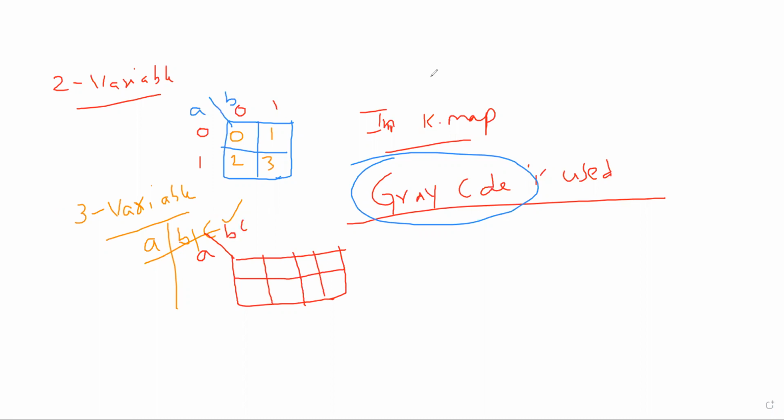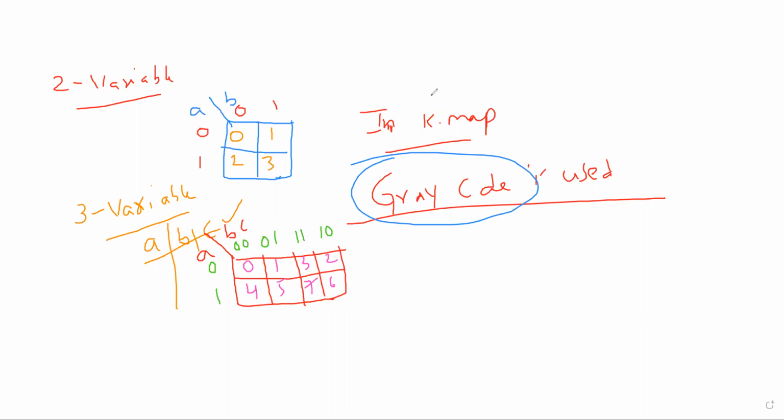Now if you observe the Gray code notations here, they will be 0 0, 0 1, 1 1, 1 0. Then the values in the cells according to the Gray code are 0, 1, this will be 2, this will be 3, 4, 5, this will be 6 and this will be 7.